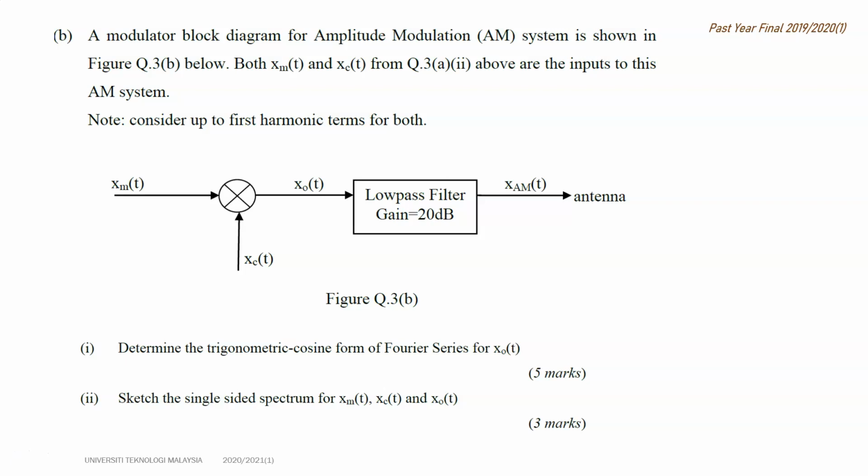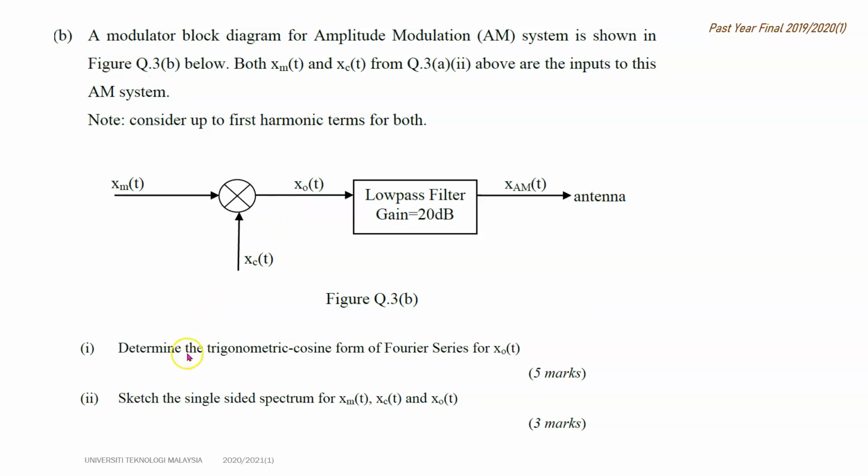In my opinion, it is quite tough. So we have not finished this question yet; we just get to question B. A modulator block diagram for an amplitude modulation system is shown in this figure. Both f_m(t), which we obtained from the previous question, and f_c(t) are the inputs to this AM system. We have to consider up to first harmonic terms for both. So remember, once you got it wrong for question A, then you got it wrong for question B as well. So this is very dangerous, right?